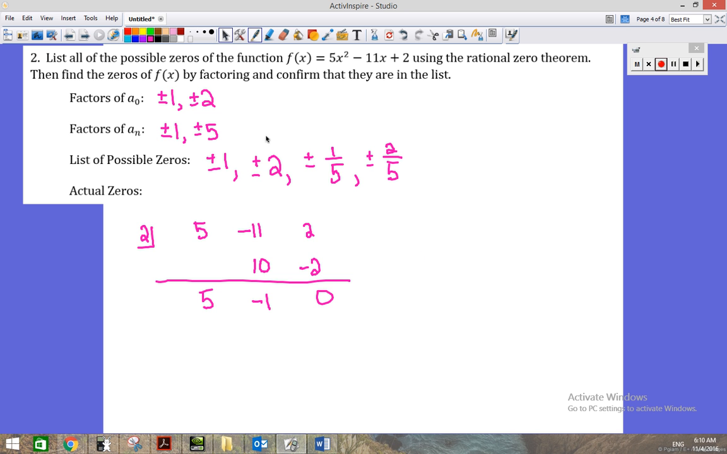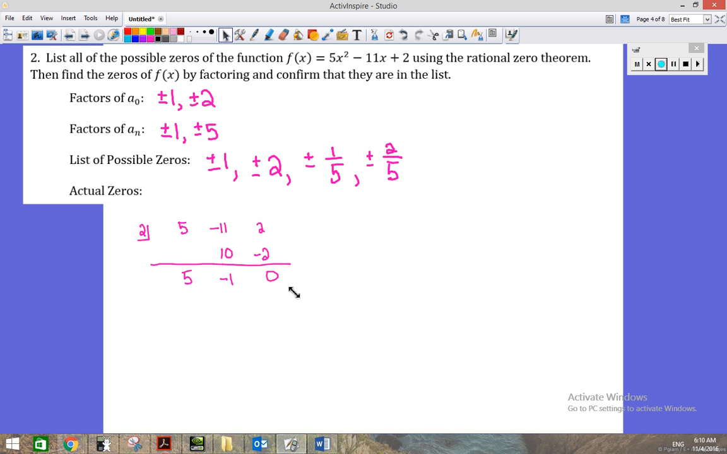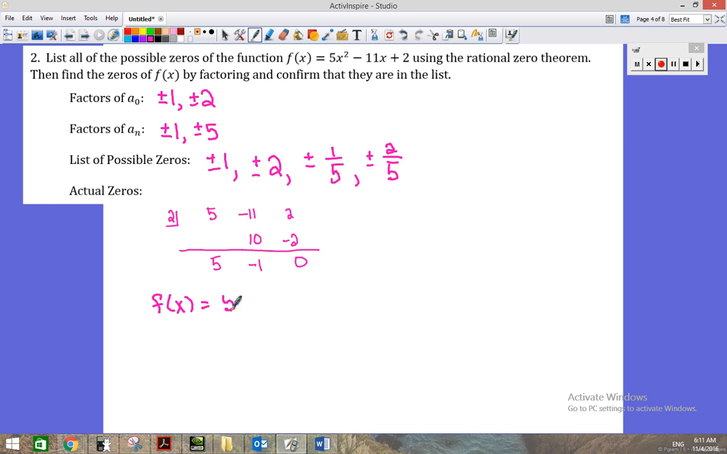So what that now allows us to do is to factor our original function, f of x, which is equal to 5x squared minus 11x plus 2. Since 2 is an x-intercept, then in factor form x minus 2 is a factor, and now from the answer in my synthetic division, 5 and negative 1 gives 5x minus 1. Multiply those together and you would get the 5x squared minus 11x plus 2.